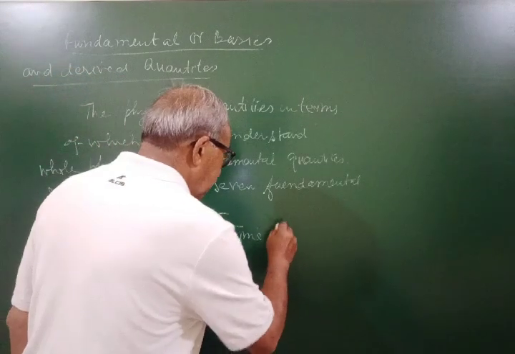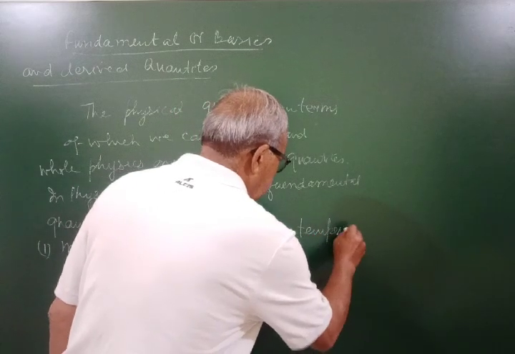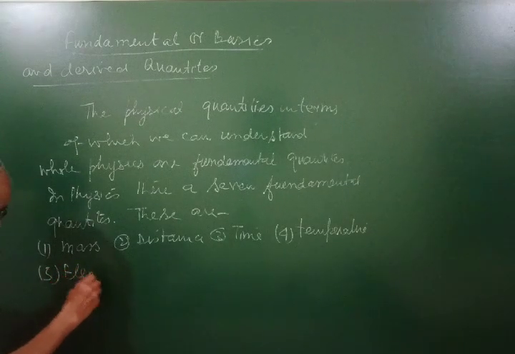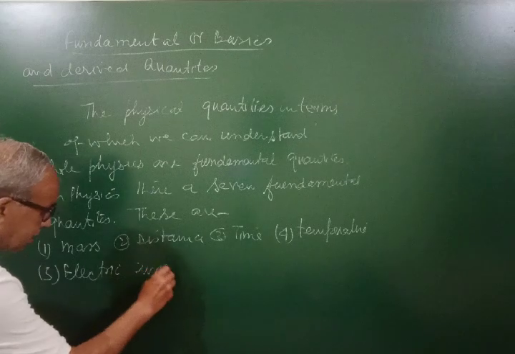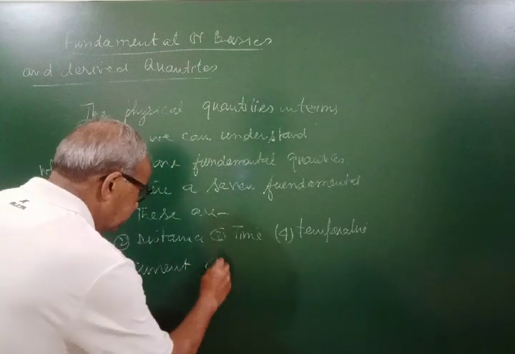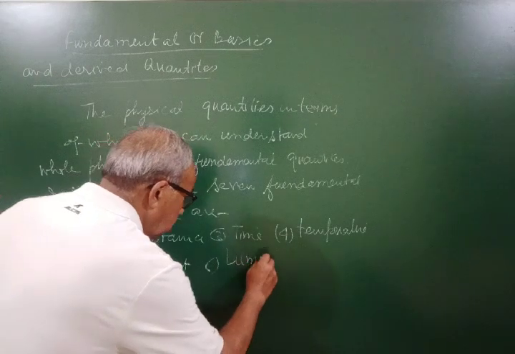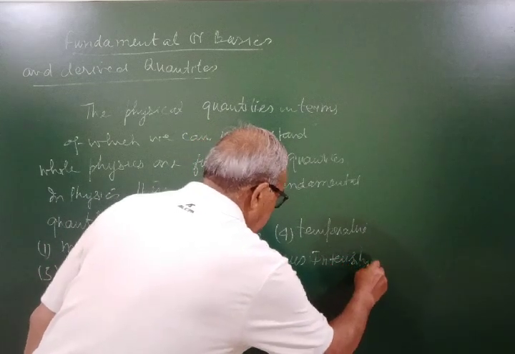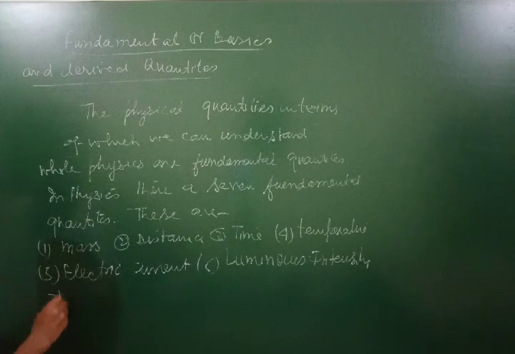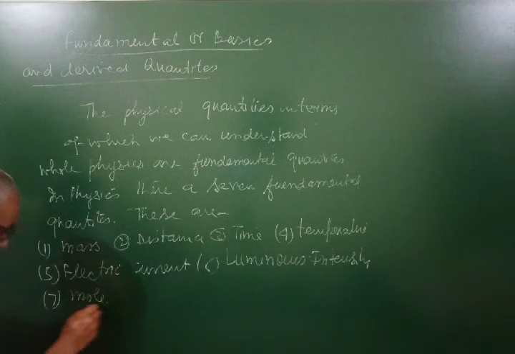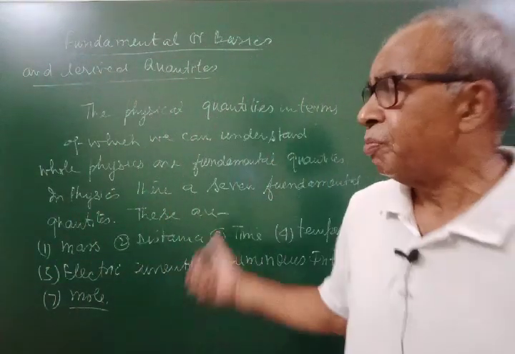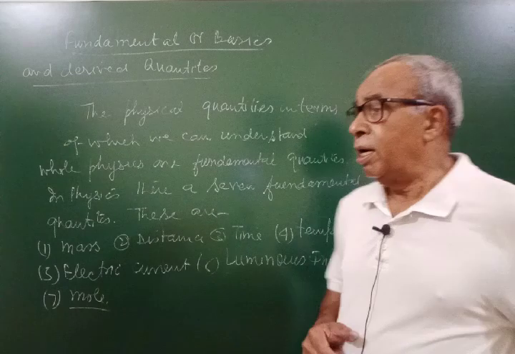Number 4, temperature. Number 5, electric current. Number 6, luminous intensity. And number 7, mole. So these quantities are supposed to be fundamental quantities because every branch of physics can be learnt in terms of these quantities, and it is very easy to learn.